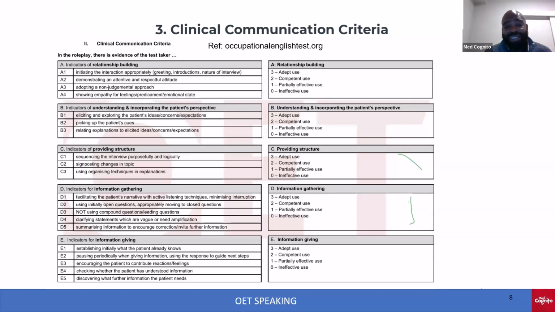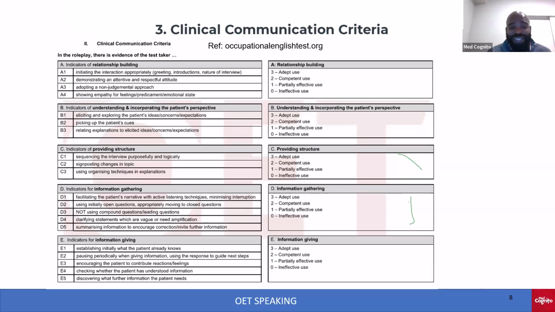Your understanding and incorporating the patient's perspective. And so are you eliciting and exploring the patient's ideas, their concerns, their expectations? Are you picking up cues of the patient? What is the expression on the patient's face? Are they showing that they have pain? Are you picking these up and asking appropriate questions concerning it?